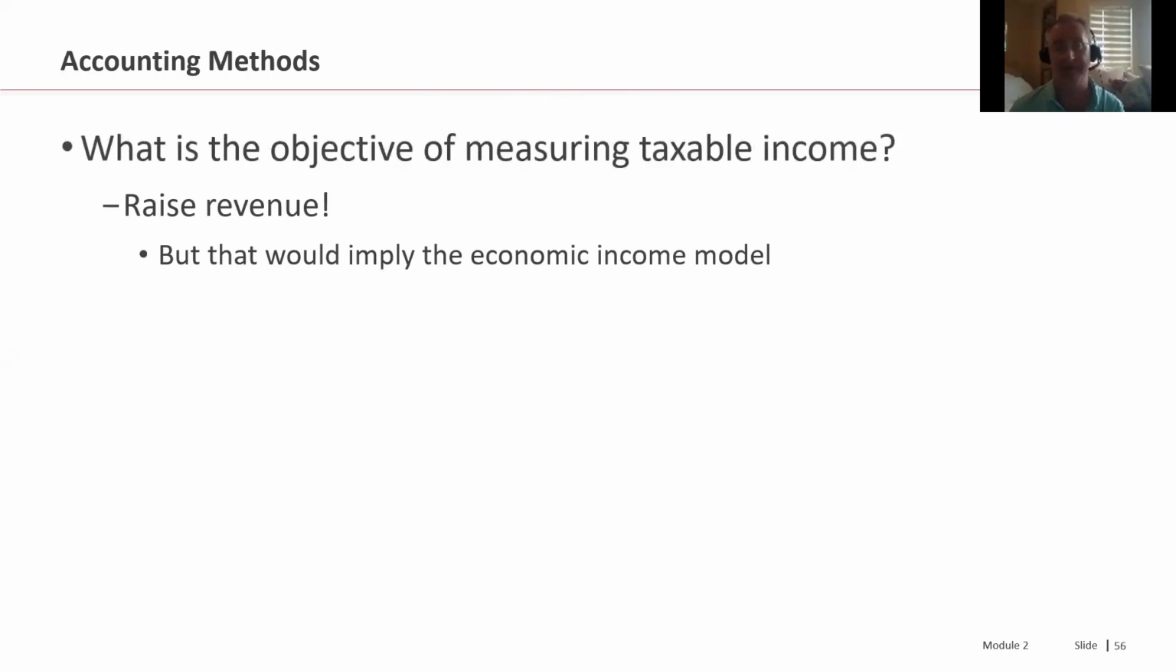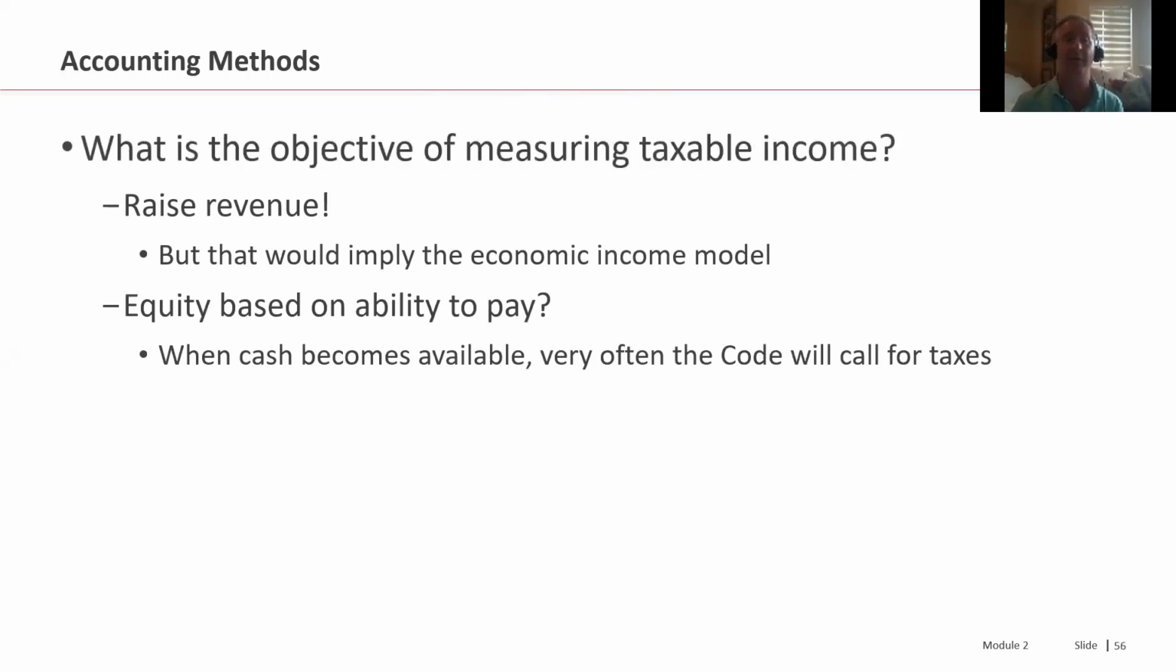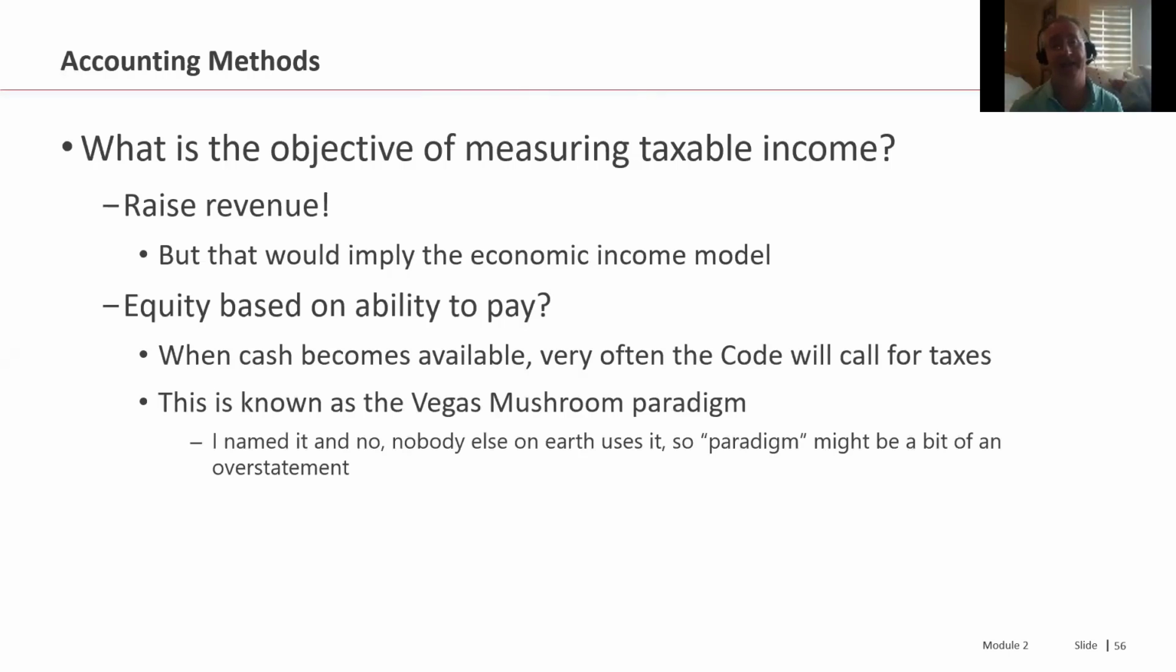It's simply to raise revenue. The raised revenue model would imply the economic income model, which is, hey, the second you have economic income, we want to tax it. But we know equity is based on the ability to pay. So what happens is when cash becomes available, very often the code will call for taxes. I call that the Vegas mushroom paradigm. So what that means is, as a result of the transaction, if you walk away with cash in your pocket that you can go to Vegas and buy mushrooms, then there's a pretty good chance it's going to be taxed.